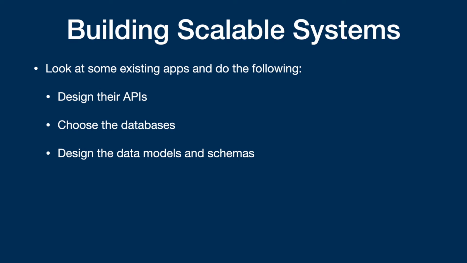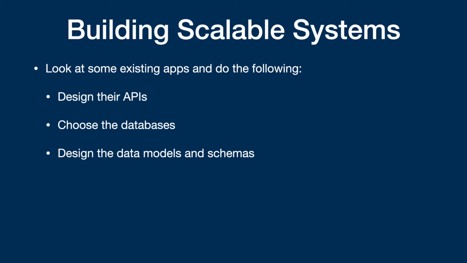The next thing you can do is look at some of the existing apps that are out there. Look at Twitter, Facebook, Uber. You know, like how they work, right? Take a look at their function and then take a step back and put on the engineer's hat and design the API that an app like that should have. Choose the database that an Uber should have, that a Twitter should have.